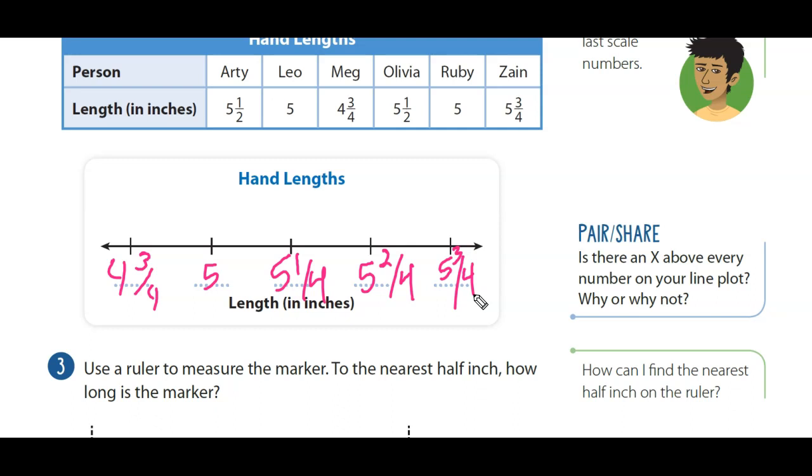So how many 4 and 3/4 do I have? Just 1. How many 5s do I have? 2. How many 5 and 1/4s? So do I need to put an X there? No. How many in 5 2/4, which is 5.5? 2.